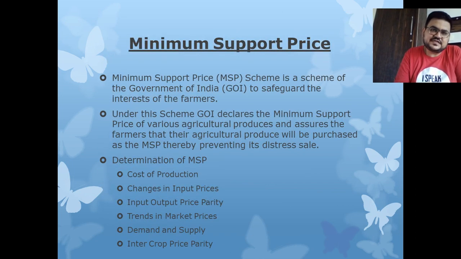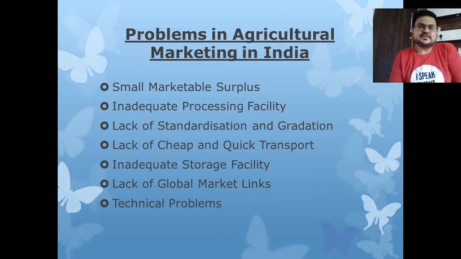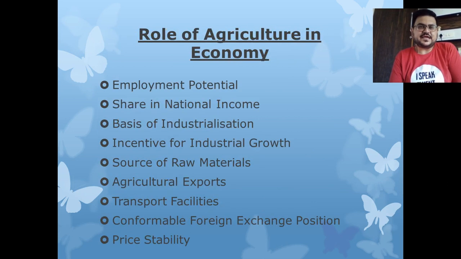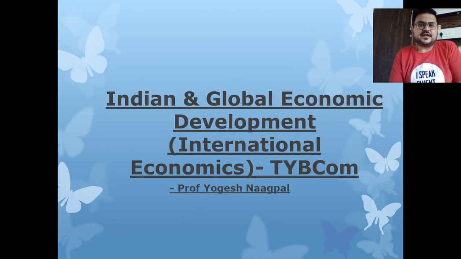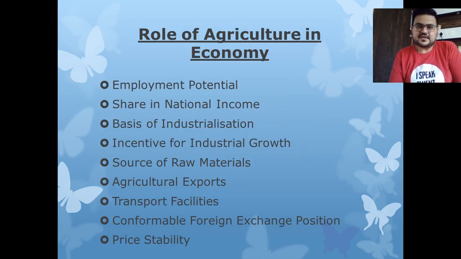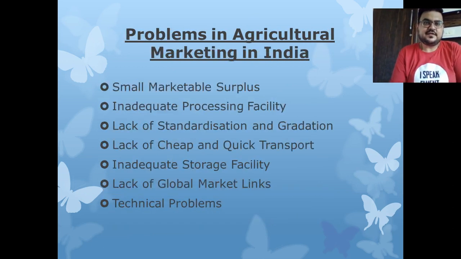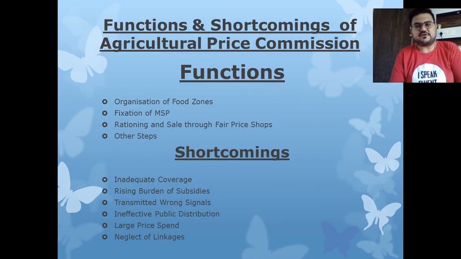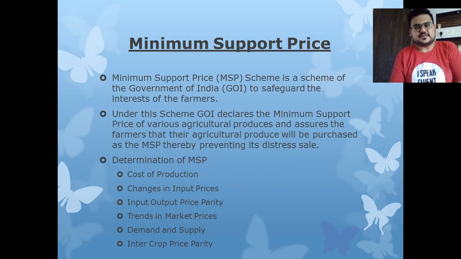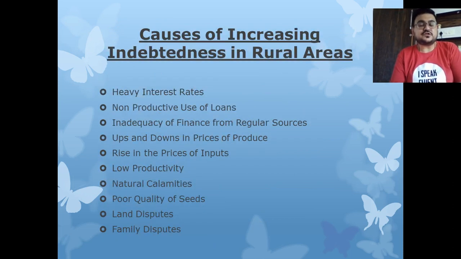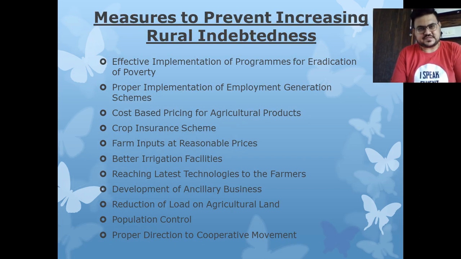So what we have seen in this chapter today is we spoke about agriculture and agricultural development. What is the role of agriculture in the economy? What are the constraints in agricultural development? Problems in marketing in agriculture. Then what are the functions of the agriculture price commission? What is MSP? We saw what are the causes of increasing indebtedness and what are the measures to prevent it. So with this we came to an end of chapter 2.